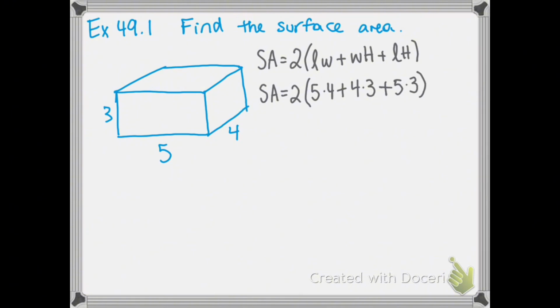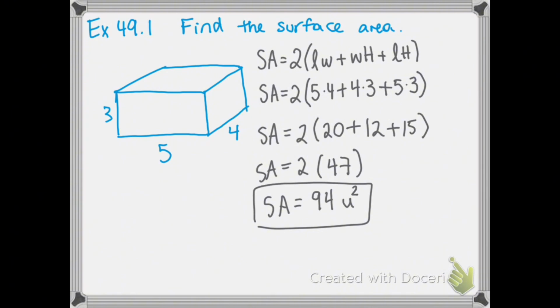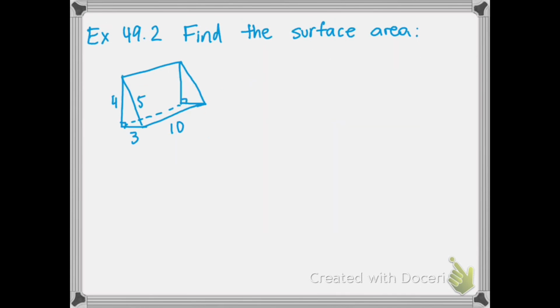So notice how we multiplied each number against each other. Now we simplify those multiplications in the parentheses. So that's 20 plus 12 plus 15. Then we add, and that is 47. And then we multiply times 2 because there are 2 of each face, and the answer is 94. We don't have the units, so let's just say square units. And that's it. Very simple. Notice how easy it is if you have the formula. Let's look at the next one.